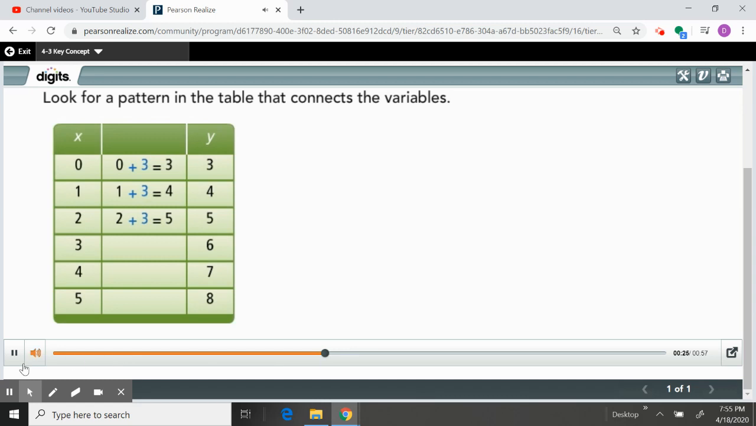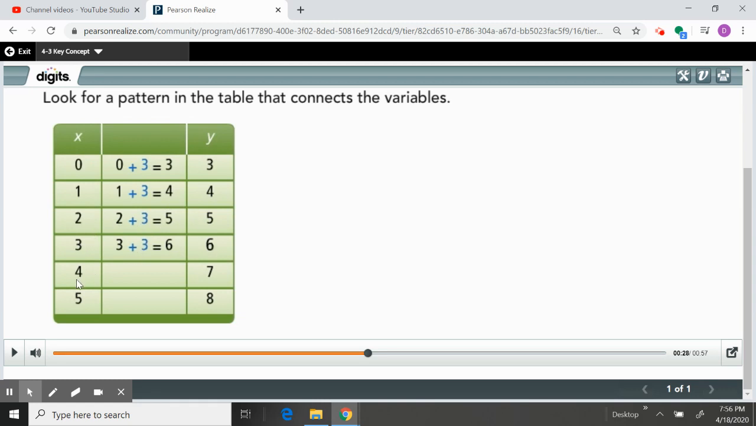Add 3 to the remaining values of x to get their corresponding y value. So I'm going to pause it right there. So they're showing you that each time when you add 3 to your x value, it gives you your y value. 0 plus 3 gives you 3. 1 plus 3 gives you 4. 2 plus 3 gives you 5. 3 plus 3 gives you 6.